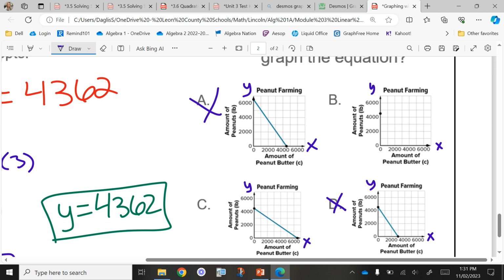Okay. What is the difference between B and C? Is it connected or is it not connected? B is not connected. C is. What should it be for this problem? It should be connected. Good. It should be connected. Yep. Good.